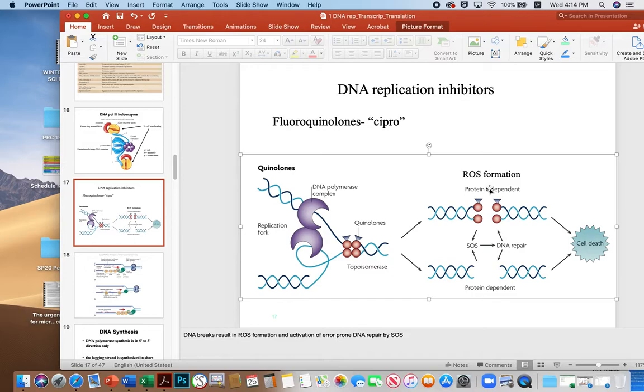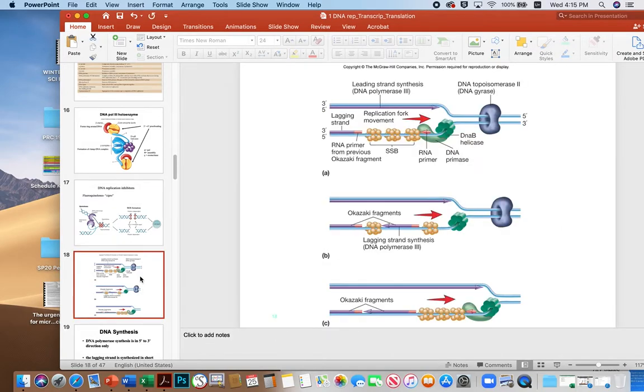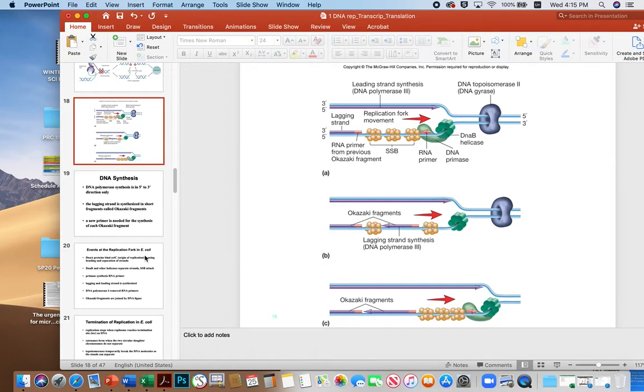And as a result, replication arrests. Don't worry about this stuff here about ROS formation and protein independent and protein dependent. That's not important. I just wanted you to see this more than anything, how quinolone antibiotics interfere with topoisomerases to prevent DNA replication specifically. And this slide is basically intended to go along with the video that I just initiated previously. And so you can use this and the video to understand the process and how each of the components like helicase and primase and SSBs work to facilitate DNA replication.